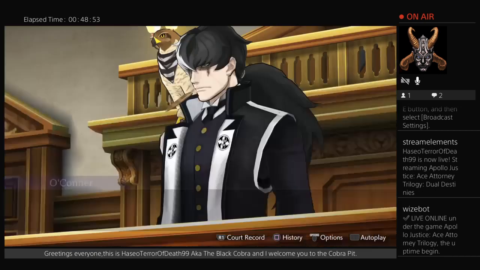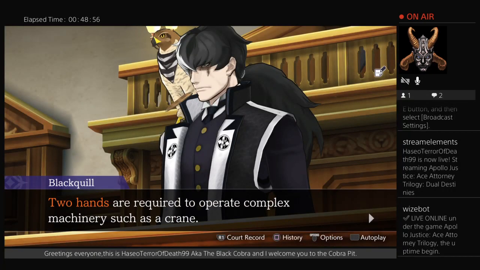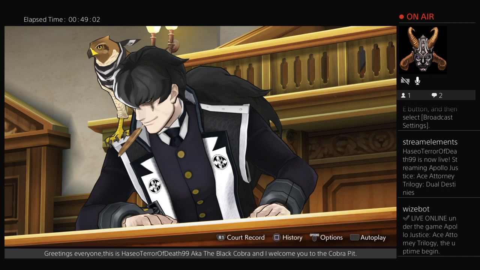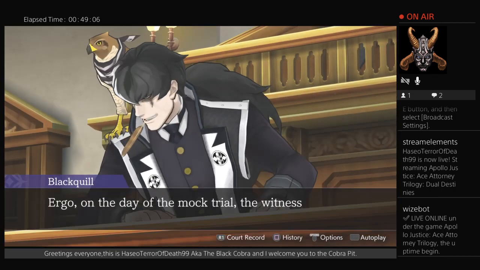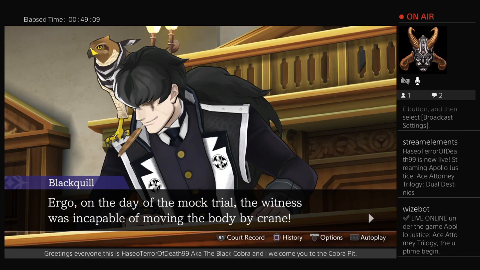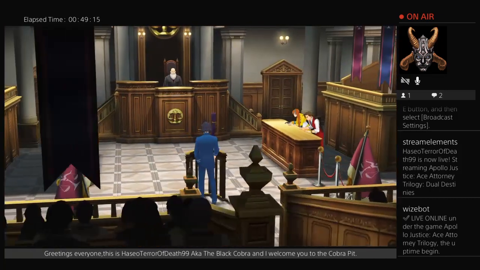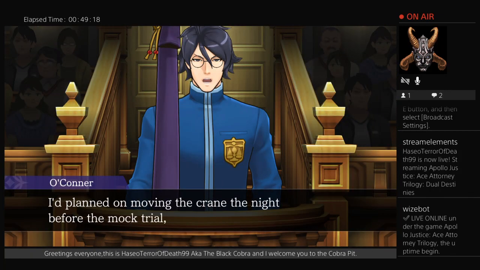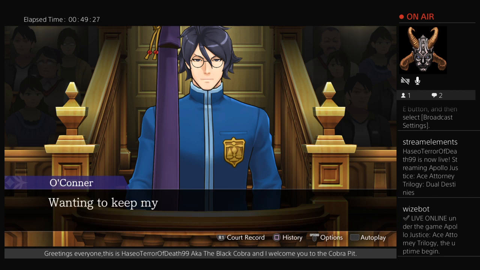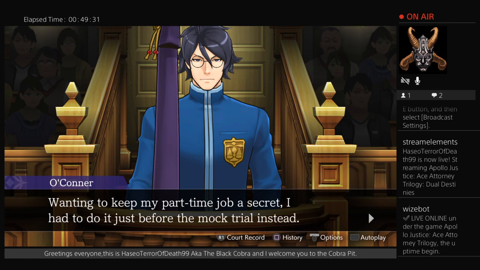No relevance to the case? I disagree. Two hands are required to operate complex machinery such as a crane. Ergo, on the day of the mock trial, the witness was incapable of moving the body by crane. What? I planned on moving the crane the night before the mock trial, but then I got injured. Wanting to keep my part-time job a secret, I had to do it just a mock trial instead.